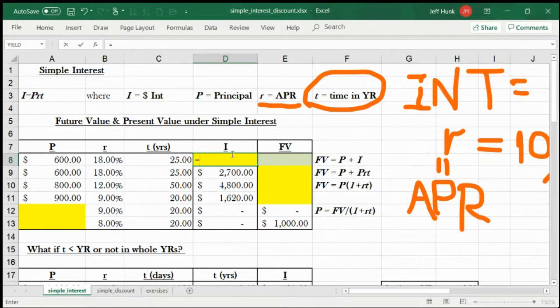what does this mean? The label is interest, right? That means this cell must be the cell of the interest, right? This column is the column of interest. That's what the label is saying, okay?